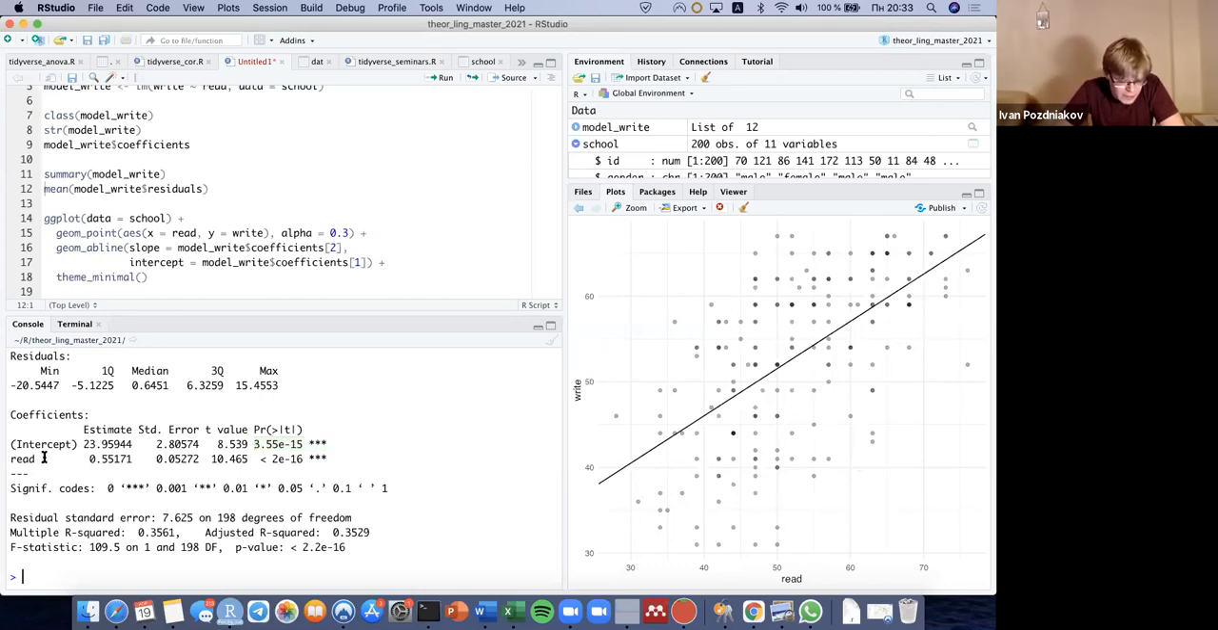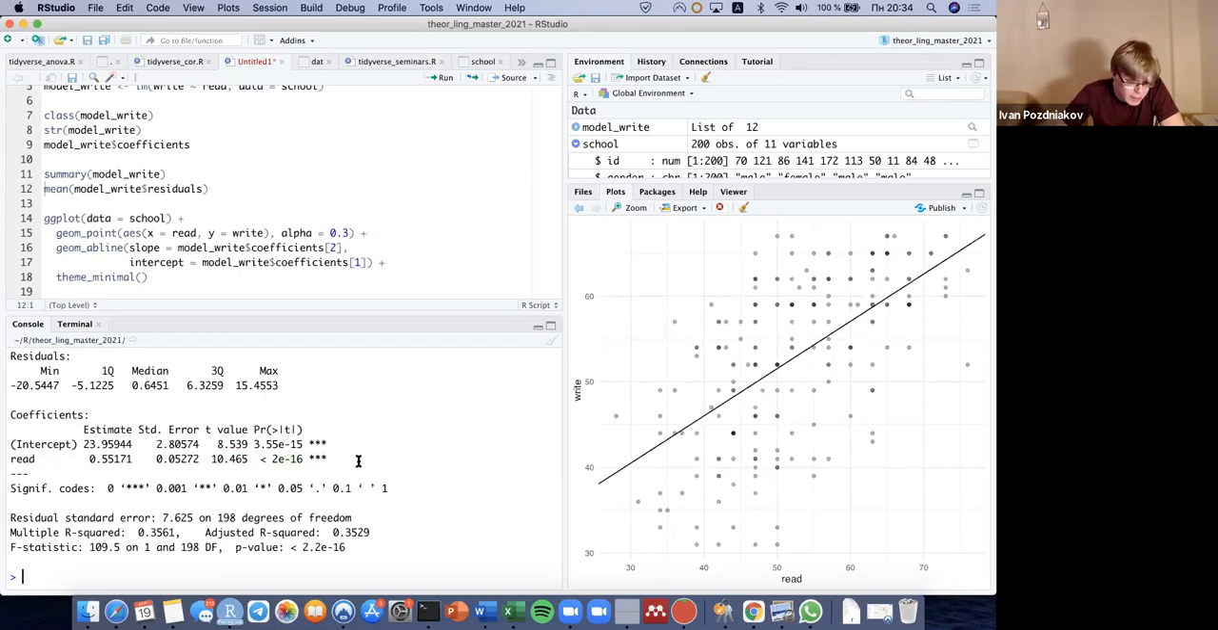So for the coefficients, H0 is that this line is horizontal, geometrically speaking, right? And if you have a very small p-value, it means that if the null hypothesis holds, it's very improbable, it's very surprising to get such estimates, such results.